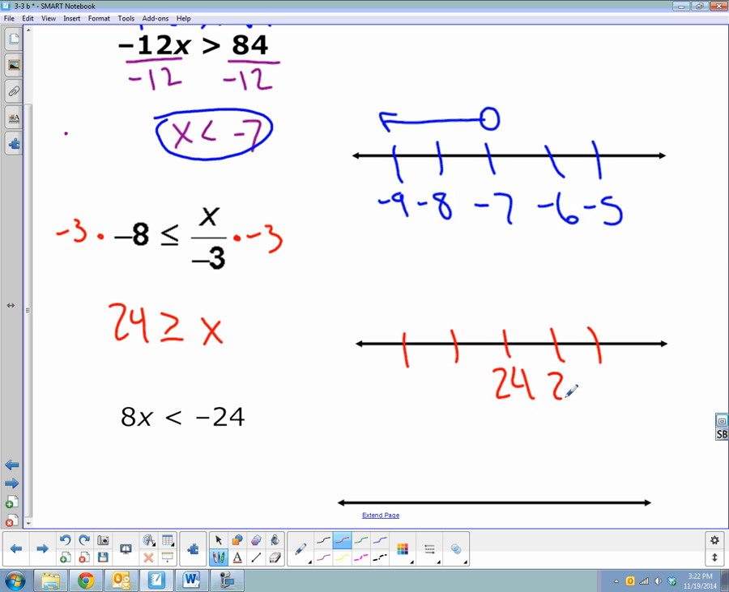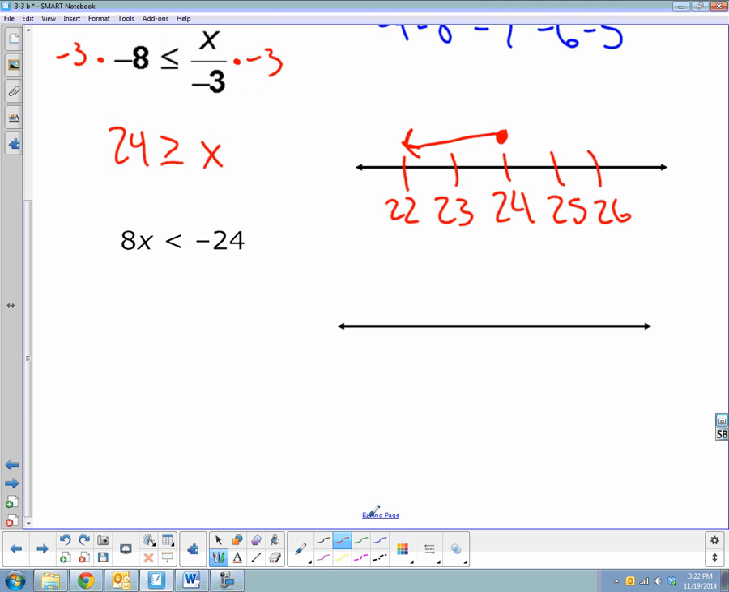I'll let you try one on your own, try an example, kind of like I did before, and prove to yourself that it works. But at this point, I'm just going to go ahead and graph it. x is less than 24. So these numbers are less than 24. x could be equal to 24. So we're going to fill in that circle.